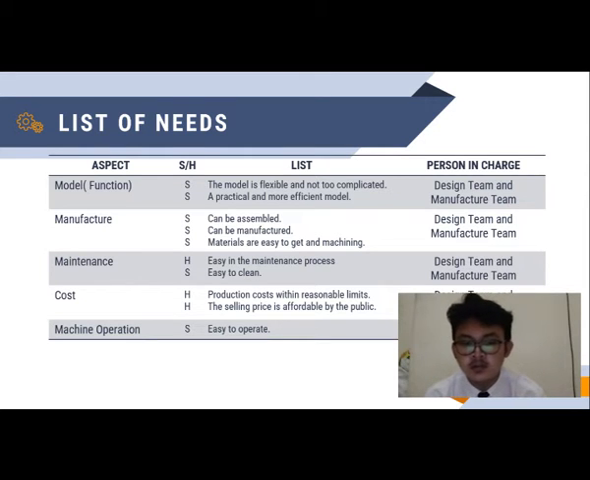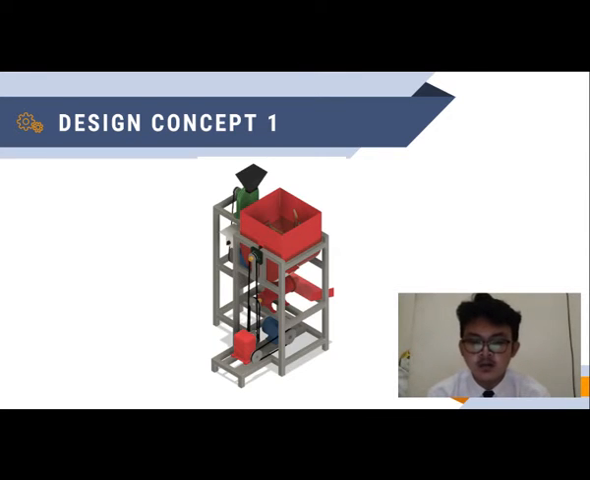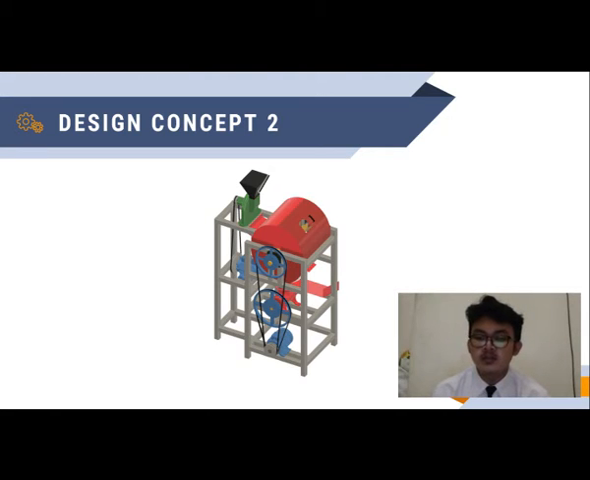This is the table of the list of needs. The description of these needs is grouped into several criteria, each criterion consisting of several themes. There are 5 aspects: model function, manufacture, maintenance, cost, and machine operation. The pictures below are the modeling of the first design concept, the second design concept, and the third design concept.